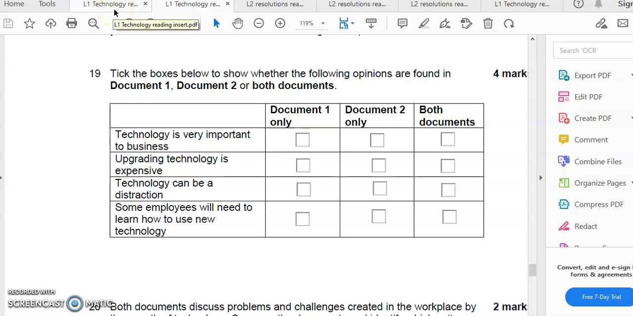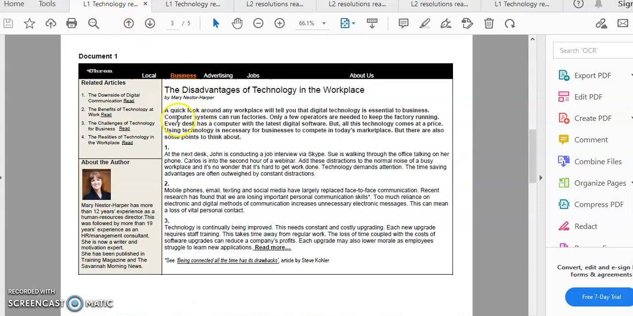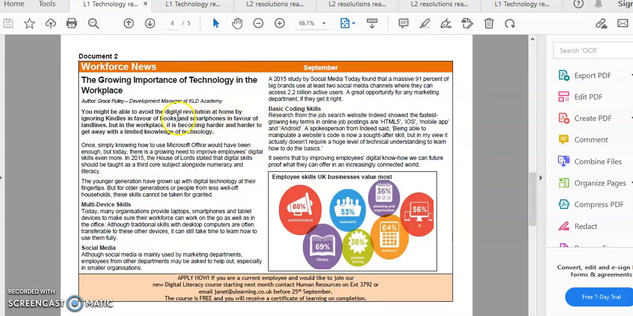So, we know this one here, the first bit is technology is very important to business. Well, a general overview of both those texts will tell you that that is the case. The first text is a bit against technology in the workplace, but it does say right at the start it's essential to business. And again, right at the start here, we're told that in the workplace technology is important. In fact, if anything, the title gives it away.